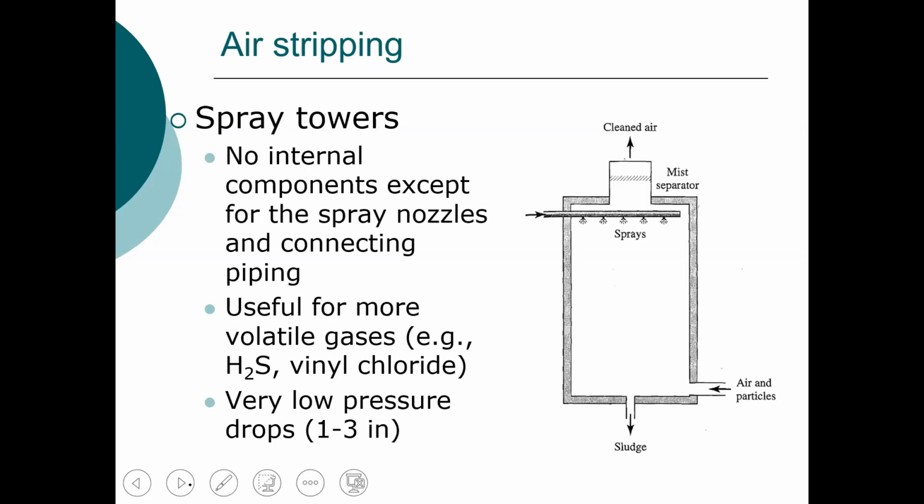So in terms of the types of processes that we're using, we can use spray towers. These are the simplest of all of the processes. And you can see here it says air and particles. We can use this also for particulate removal, but we have a contaminated airstream shown here. And we're looking at clean water. And this is what's shown here.